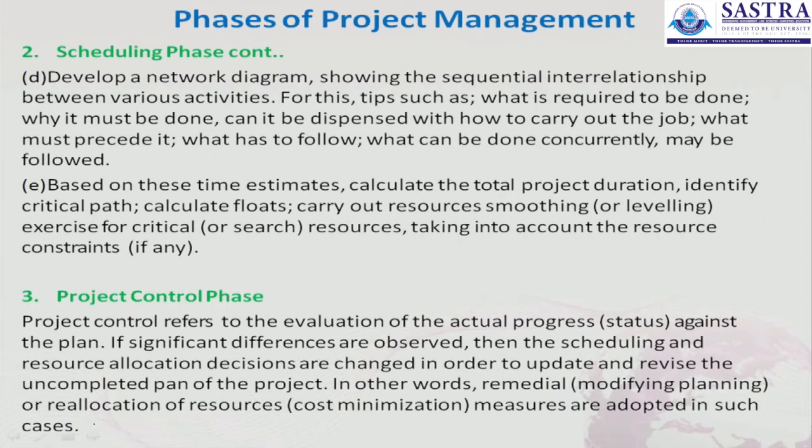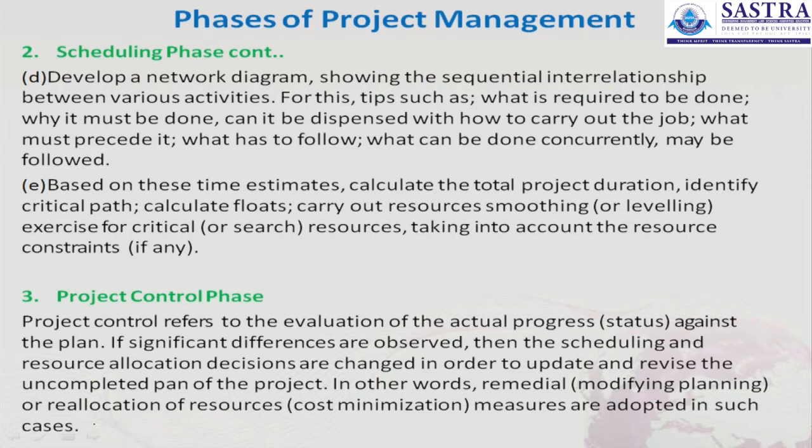And the fourth point of the scheduling phase is to develop a network diagram showing the sequential order and interrelationship between various activities. For this, tips such as what is required to be done, why it must be done, can it be dispensed with, how to carry out the job, what must precede it, what has to follow, and what can be done concurrently may be followed.